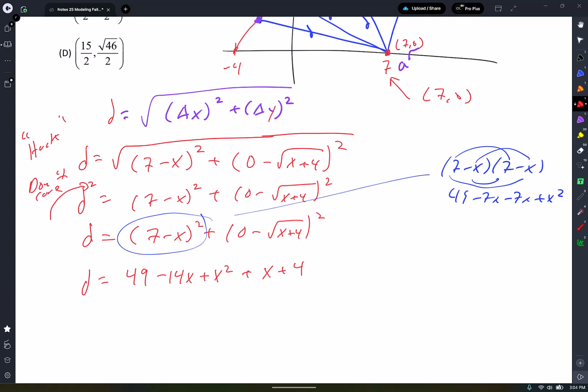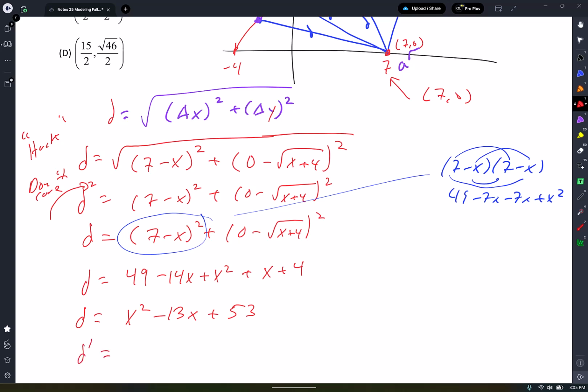Okay. All right, here we go. D equals, I like to have the biggest x power in the front, so x squared. And then negative 14x plus 1, that's minus 13x. And then 49 plus 4, that is 53. This is the expression I want to minimize. This is what I'm going to take a derivative of.